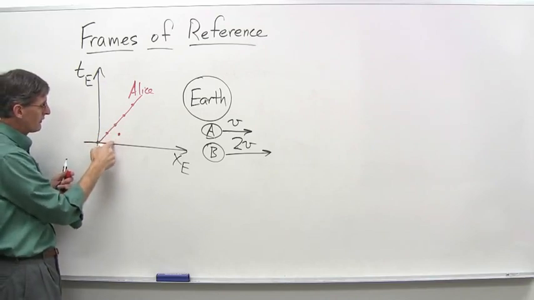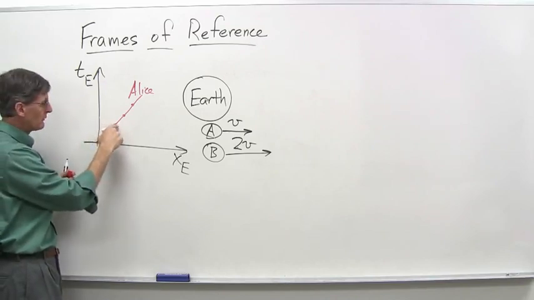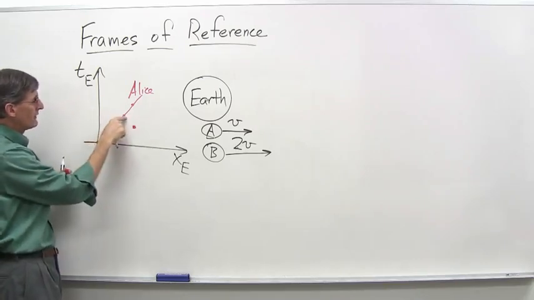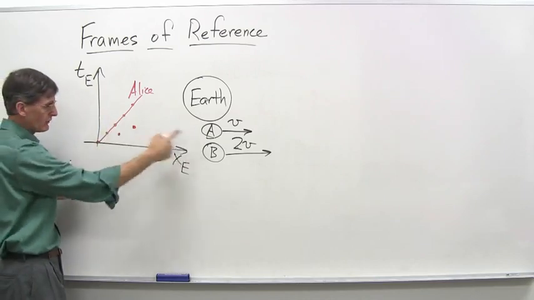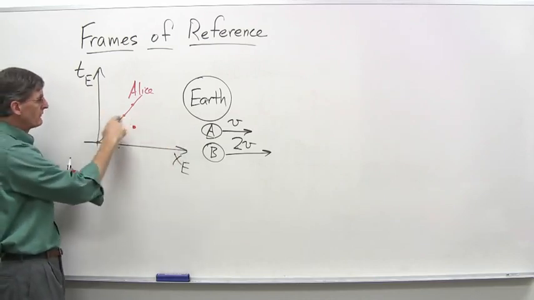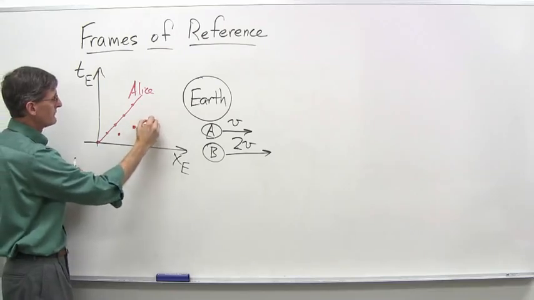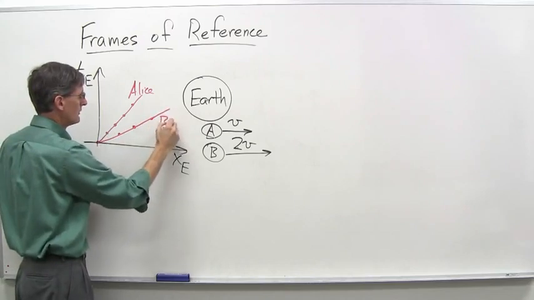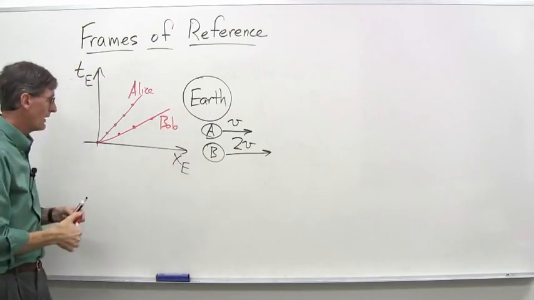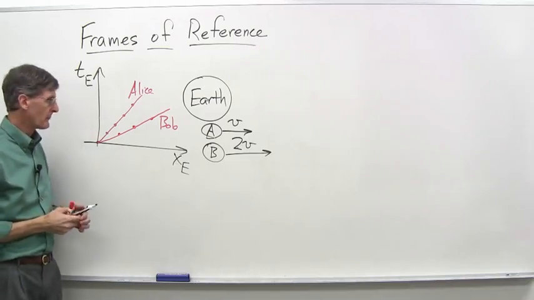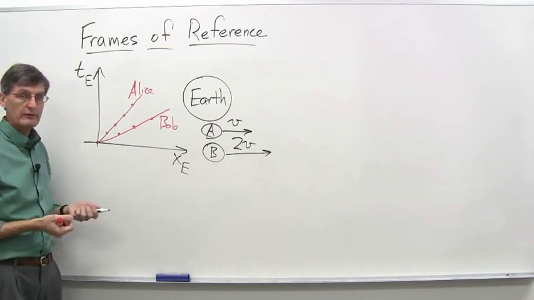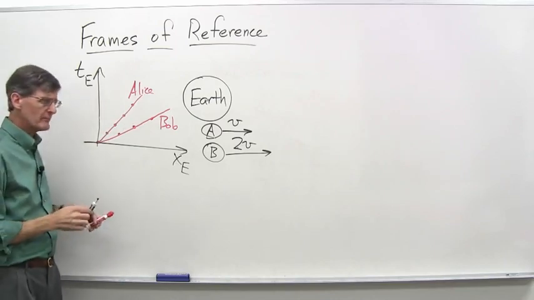When Alice has gone this far, at this time, Bob has gone twice as far. So he's about right there. And at this time, when Alice has gone this far, again, he's gone twice as far. He's going twice the velocity, so it'd be about right there, and so on. So this would represent Bob, his plot in the space-time diagram. And lower slope means faster velocity. So that would be the Earth perspective.